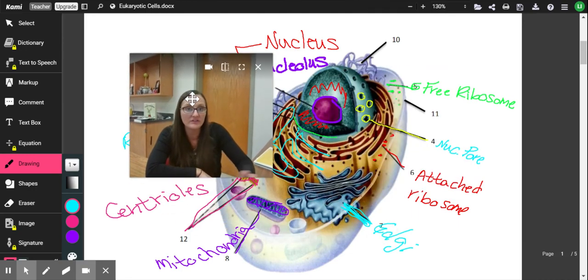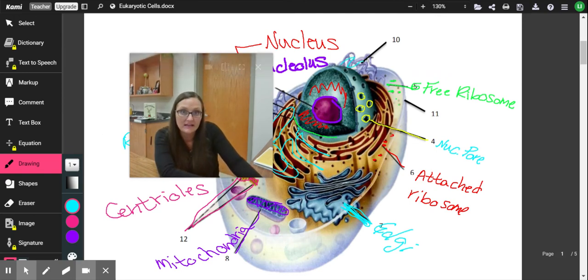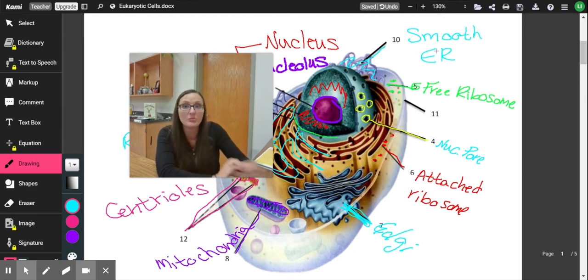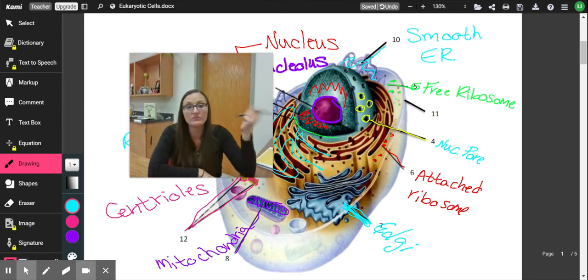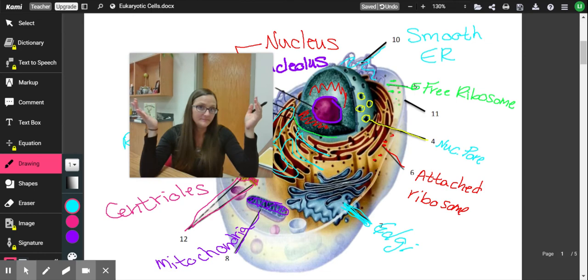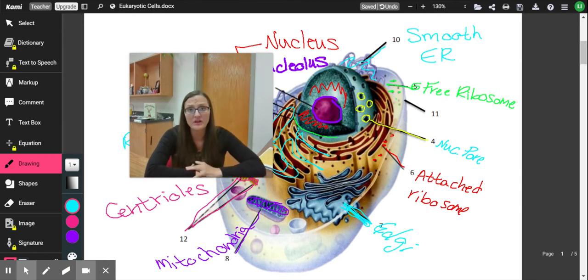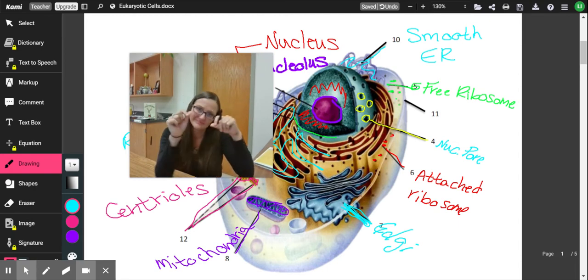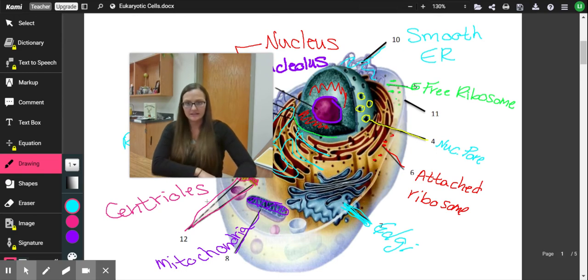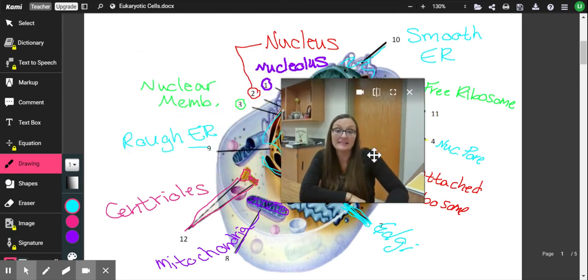Let's jump all the way over to 10. And it's got this smooth, melted Laffy Taffy looking stuff, and that's called a smooth ER. So the smooth endoplasmic reticulum. It's always drawn differently than the rough ER. It will never have ribosomes on its surface. I don't really think we're going to go into detail about the smooth ER and its functions much at all this year. So it's not one that I would gold star in your notes or anything. Okay. I think that's it for animals.